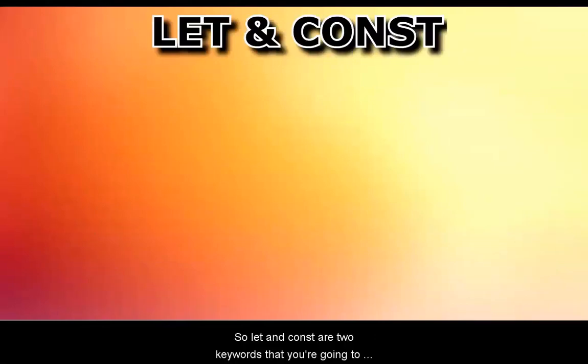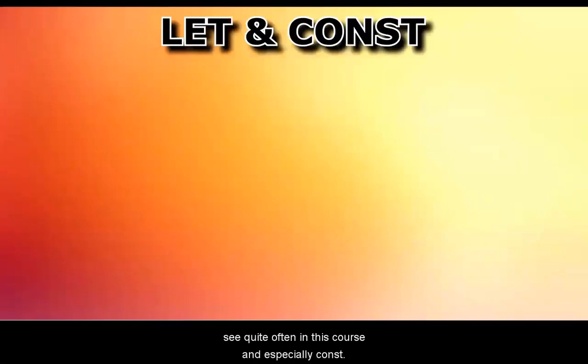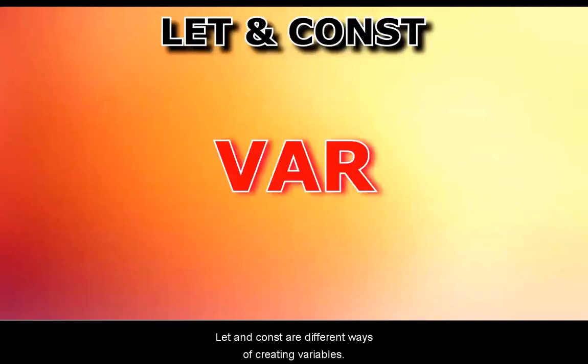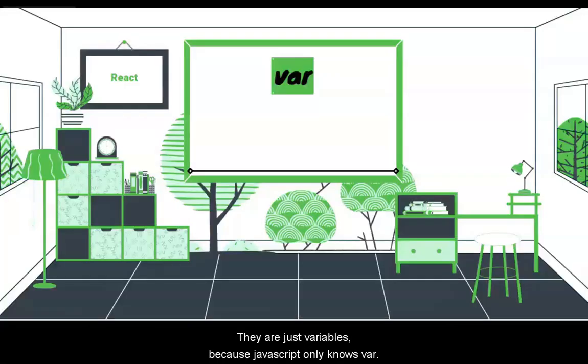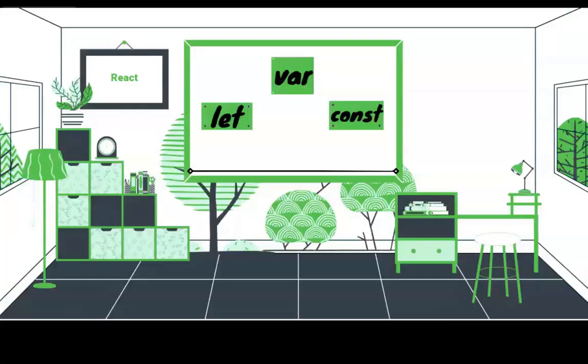So let and const are two keywords that you're going to see quite often in this course, and especially const. Let and const are different ways of creating variables. I think you already know var. Var creates variables in JavaScript. Now the thing is that some variables never change. They're what we call constants. Technically they are just variables because JavaScript only knows var.